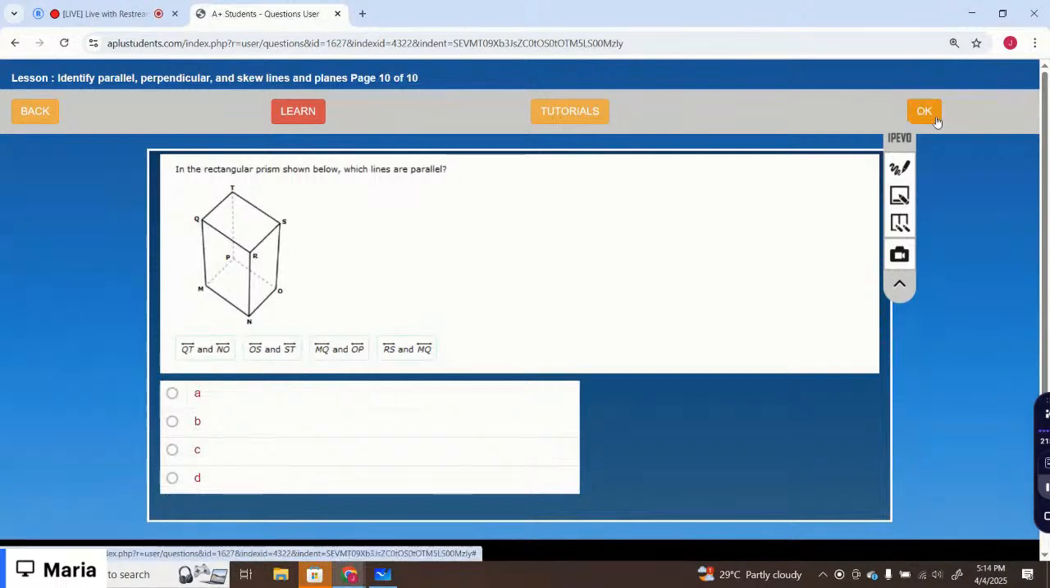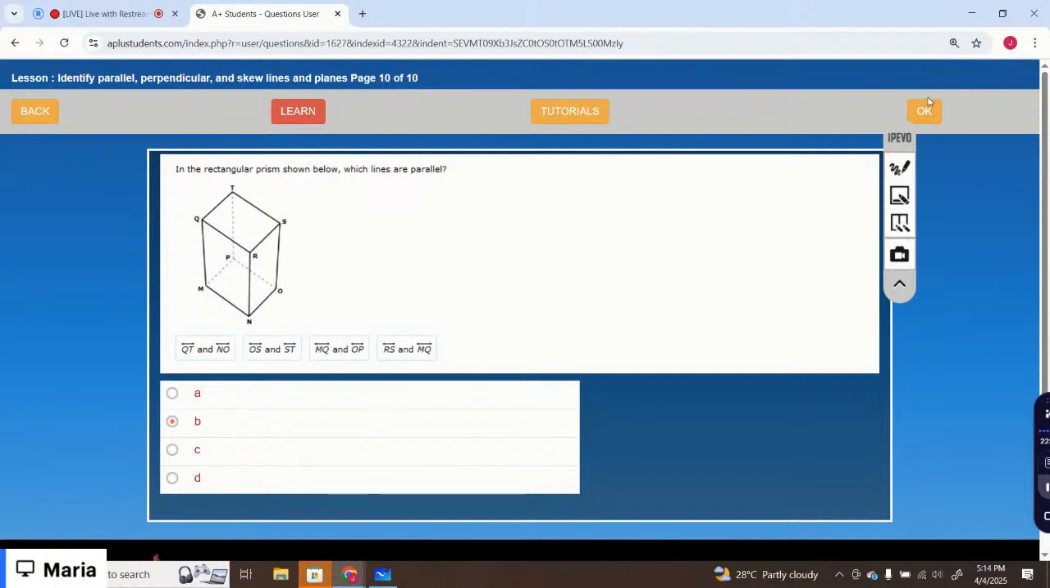In the rectangular prism shown below, which lines are parallel? QT and NO. OS and ST. MQ and OP. RS and MQ. Option number B is the correct option. OS and ST are the parallel lines.